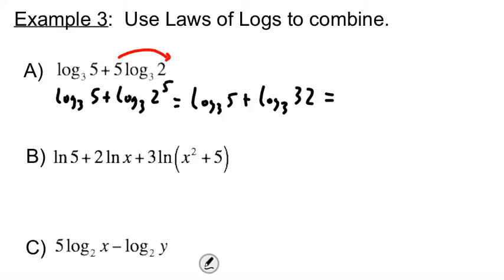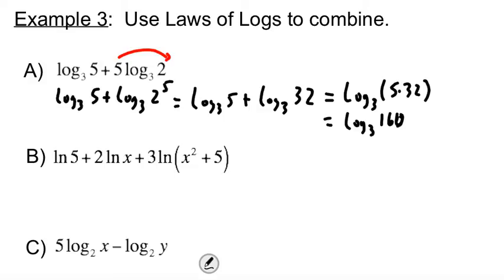Now I'm seeing I've got this addition sign here. Well, addition sign means multiplication. So I can put this back together as a single log using multiplication. So 5 times 32, I'm going to simplify that down. That becomes 160. And if you try to do 3 to some power, like set that equal to x and do 3 to the x equals 160, well, you're not going to find anything that comes out nicely. So you're just going to leave that as log base 3 of 160.